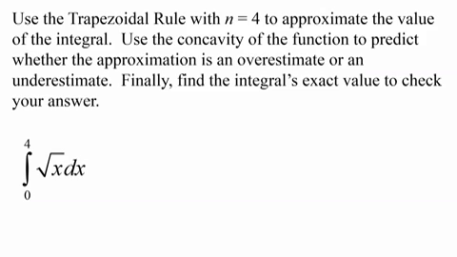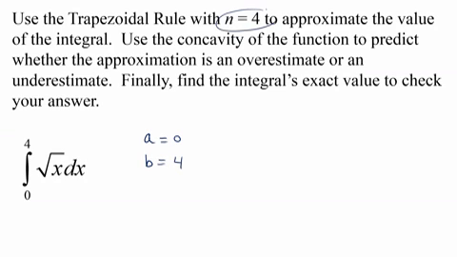Use the trapezoidal rule with n equals 4 to approximate the value of the integral. Use the concavity of the function to predict whether the approximation is an overestimate or an underestimate. Finally, find the integral's exact value to check your answer. So let's use the trapezoidal rule to approximate the definite integral from 0 to 4 of square root of x dx. So just to list some facts, our a value would be 0, b value would be 4.